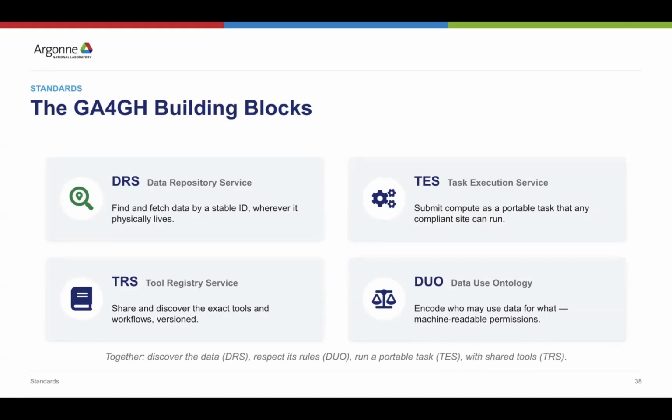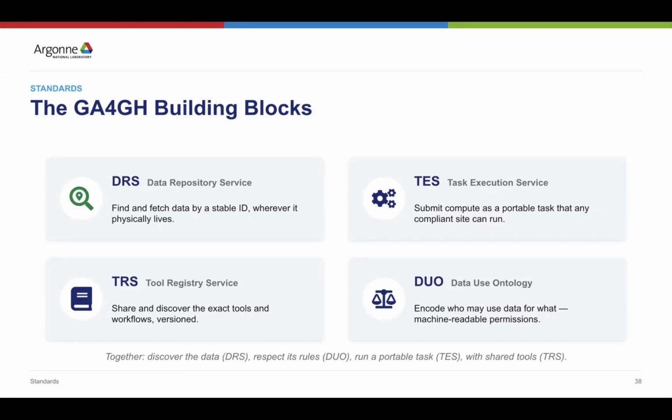So that's DRS. Another one is Task Execution Service. This is very similar to Globus Compute, and they work interoperably. But it's basically, hey, can we submit a task that a compliant site can run? And we want that to be portable and in a universal language that every machine on different networks, no matter what kind of kernel they're using, or whether they're using Slurm or PBS, we want them all to be able to speak the same execution language.